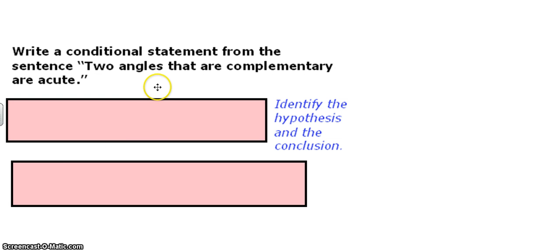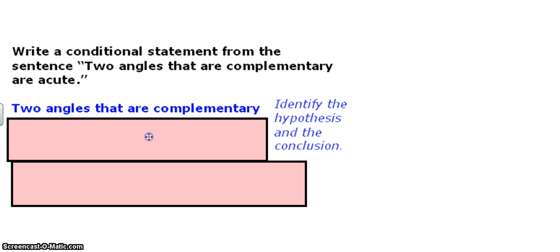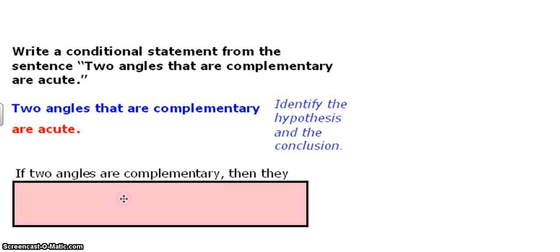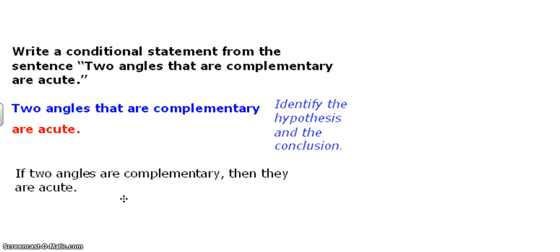All right, let's write a conditional statement from the sentence, two angles that are complementary are acute. First, which is the hypothesis? Which is the conclusion? Well, the hypothesis would be two angles are complementary, right? And then the conclusion, they are acute. So when you have identified the hypothesis and the conclusion, it's very easy to write the statement, isn't it? If two angles are complementary, then they are acute.